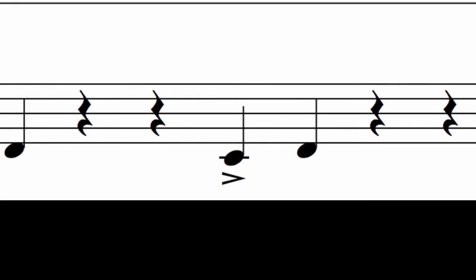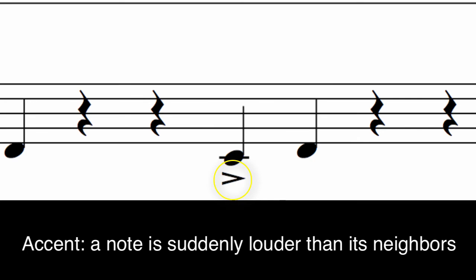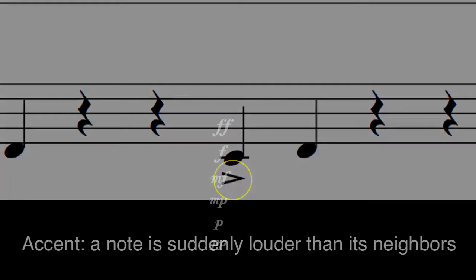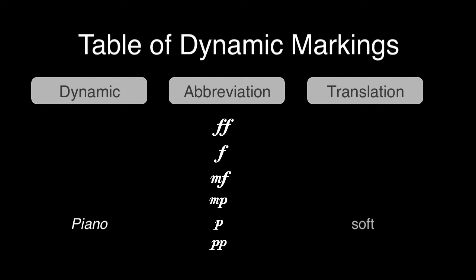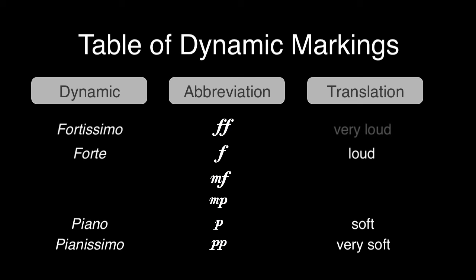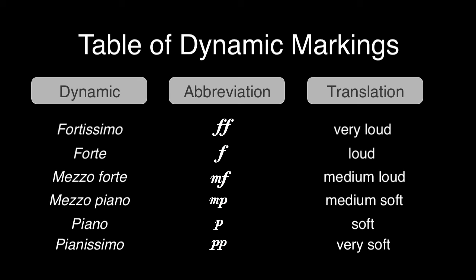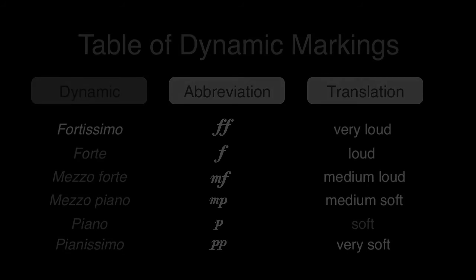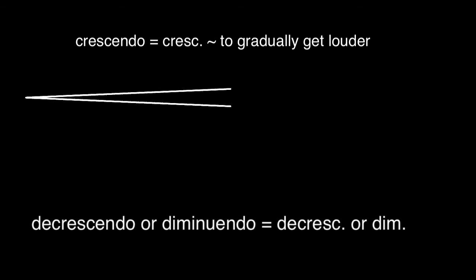Okay, so here's our summary for this segment. An accent is a note that is suddenly louder than its neighbors. Piano means soft, and we add diminutives to make it even softer, like pianissimo. Forte means loud, and we add to this word's length too to make it louder, with words like fortissimo and fortississimo. We modify these with the word mezzo, which means medium or middle. We get gradually louder with either the abbreviation for crescendo or the symbol for crescendo. We gradually get softer with words like decrescendo or diminuendo or their symbol.